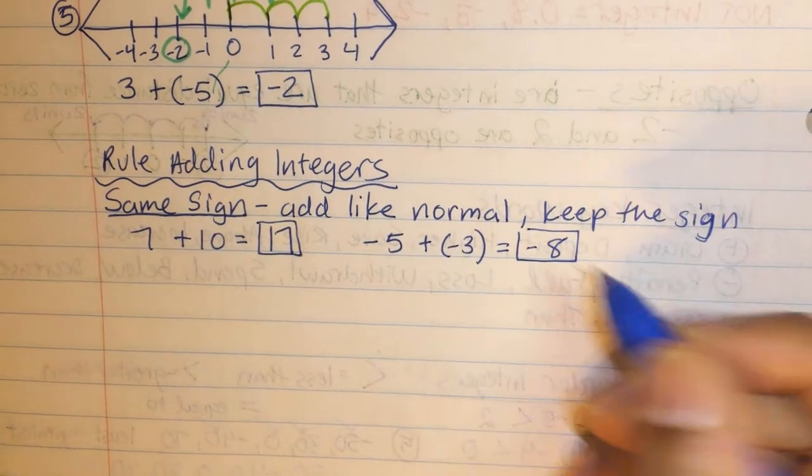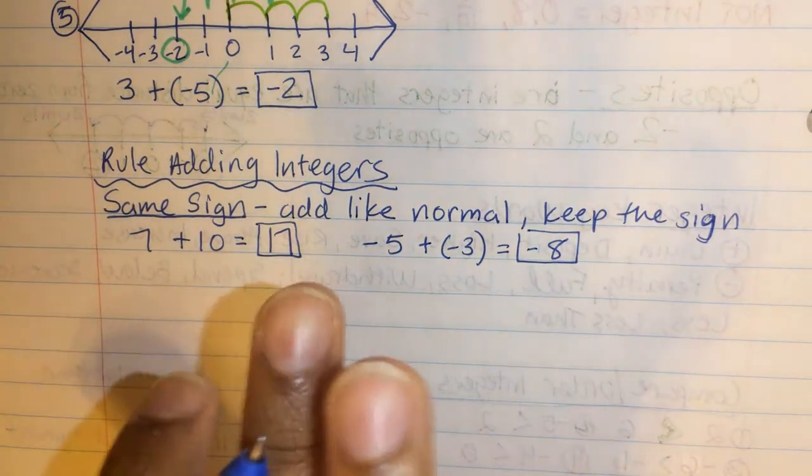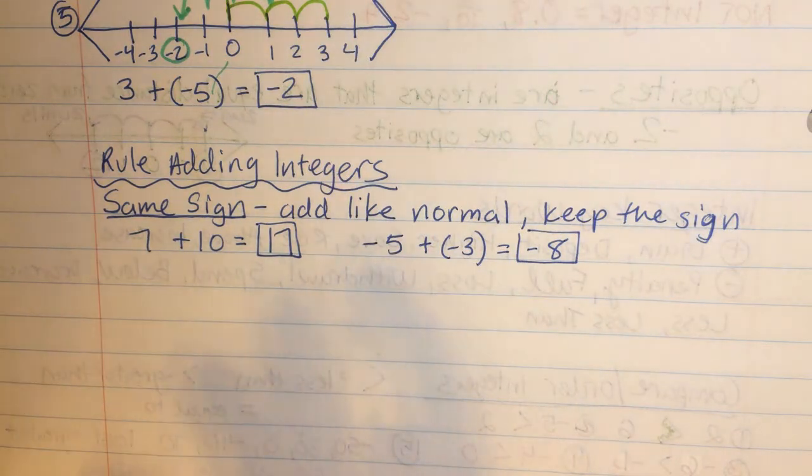Another way to think about it is like our counters, right? If I did my counters, I put 5 negative counters and 3 negative counters. They're all going to be red or all going to be shaded. So if I put all of those on my mat, then I would get -8 as my answer, because they're all the same sign and I keep it the same also. All right, great job, Jonathan.